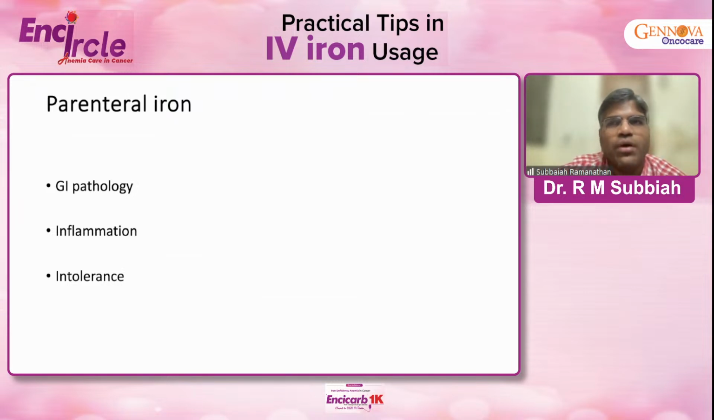Mainly for oral iron, not for IV iron, for oral iron. There, if it's not happening, then you consider that probably absorption is a problem, or the patient is losing blood somewhere else. You have to reevaluate, review the history, and look for bleeding sites. Remember GI pathology, inflammation, and intolerance for giving oral iron.